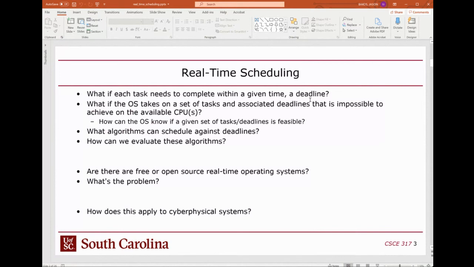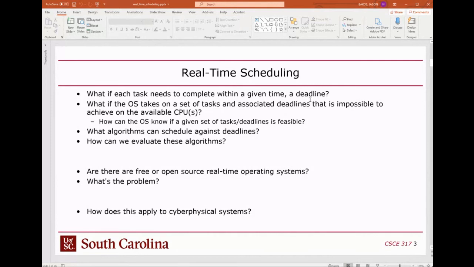So there's really two questions. Number one is, what is the algorithm to use to do the actual scheduling? So you have a set of tasks. How do you decide how to schedule them so they meet their deadlines, assuming it's possible to meet their deadlines? And second, how do we know if you can meet the deadlines? What sort of way can we tell if the demands are feasible?